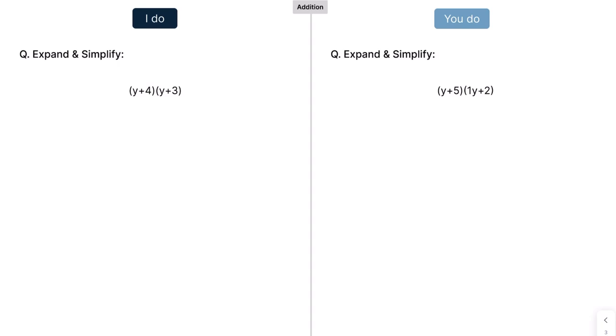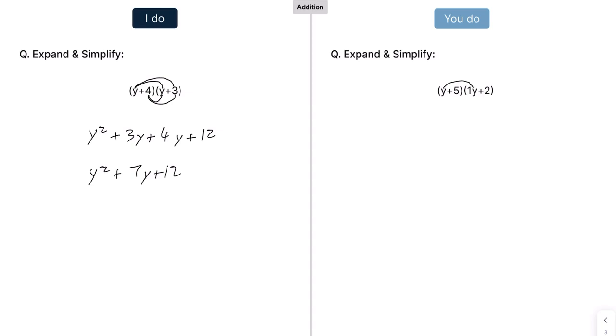So looking at a different variable now, we've got y in this one, but the exact same thing. We're going to multiply y by everything in the right-hand bracket, so that's going to be y squared plus 3y, and now we're going to multiply 4 by everything in the right-hand bracket, so that's 4y plus 12, and we can simplify that to y squared plus 7y plus 12. Now press pause and have a go at this example.